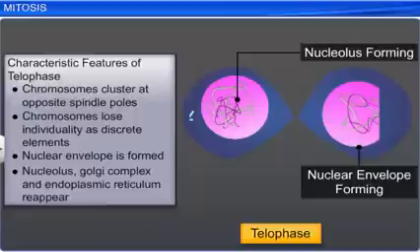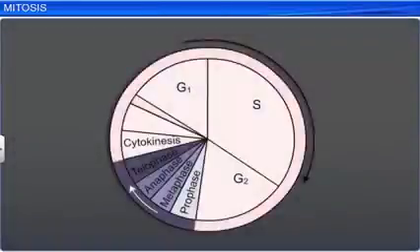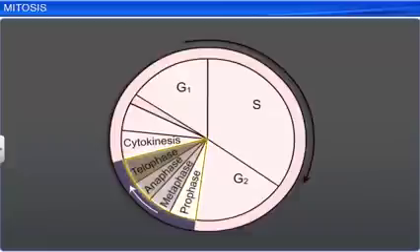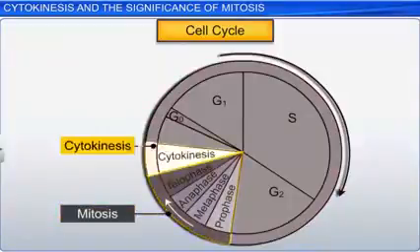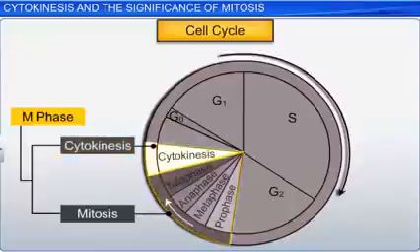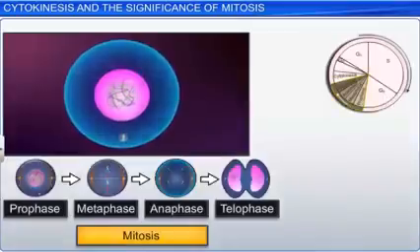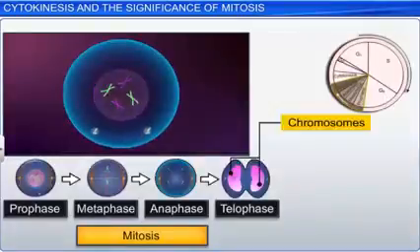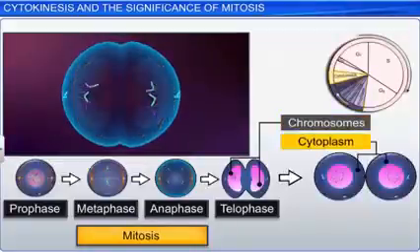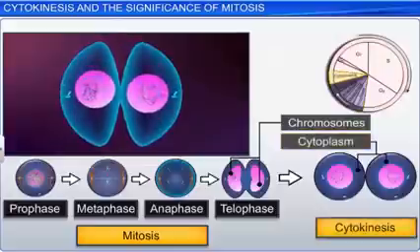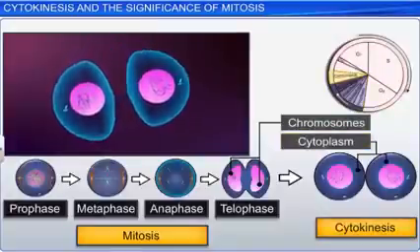Thus, mitosis is divided into 4 stages, at the end of which a cell segregates its chromosomes into 2 identical sets in 2 daughter nuclei. Mitosis, or karyokinesis, along with cytokinesis, defines the M phase or the mitosis phase of the cell cycle. Mitosis results in the segregation of duplicated chromosomes into 2 daughter nuclei and is followed by the division of cytoplasm, that is cytokinesis, to produce 2 daughter cells.